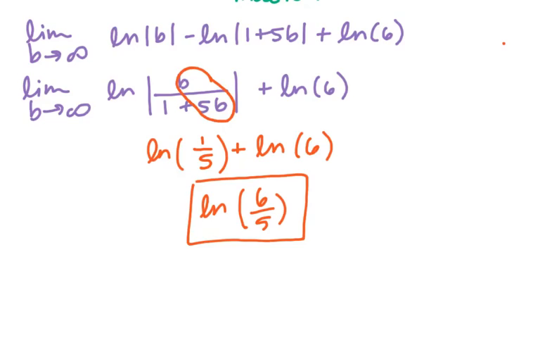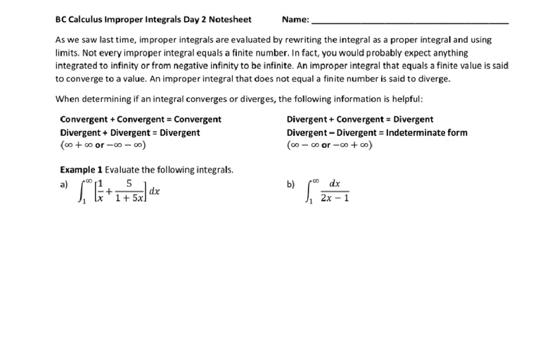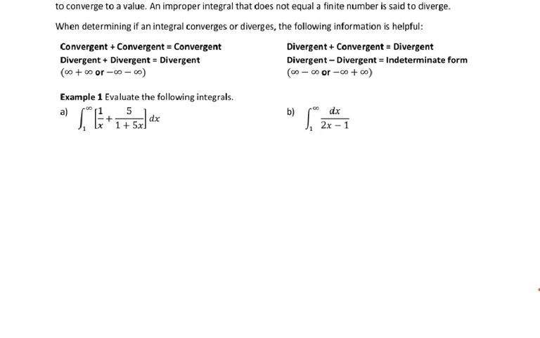Super duper fun. All right, so that was a super complicated first example, just trying to throw you in the deep end. So let's do number 1b, and I think we'll be able to get through this one a little bit faster. We'll have the limit as b goes to infinity of the integral from 1 to b of 1 over 2x minus 1 dx.